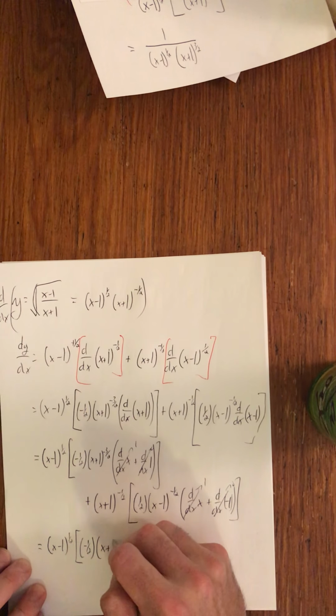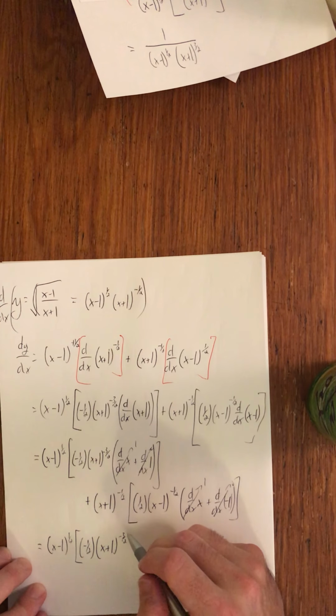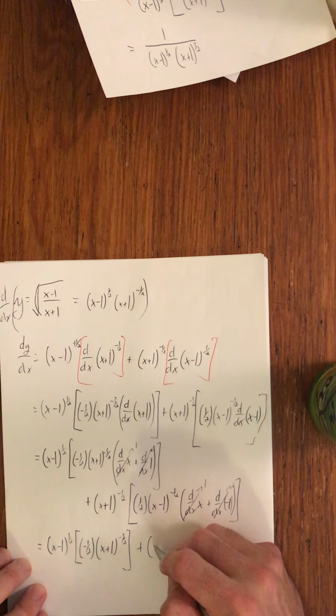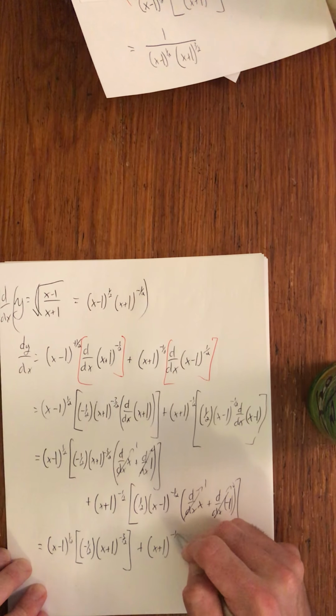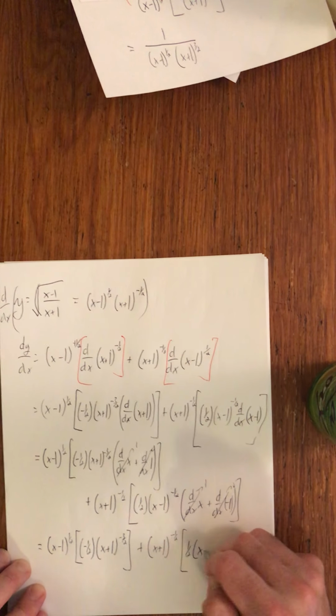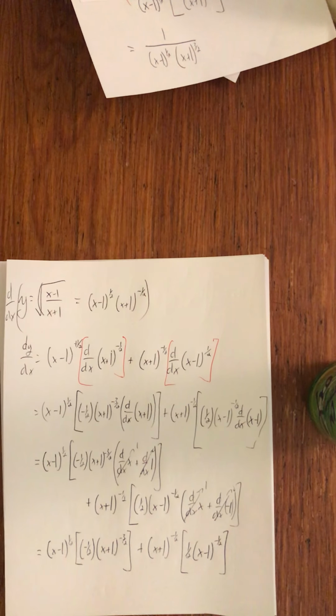So here we go, x plus 1 to the negative 3/2. And then that becomes 1, so I just close the brackets there, plus x plus 1 to the negative 1/2, and then in this brackets I've got 1/2 x minus 1 to the negative 1/2, and there we go. So what can I do here? Well, let's start combining things.